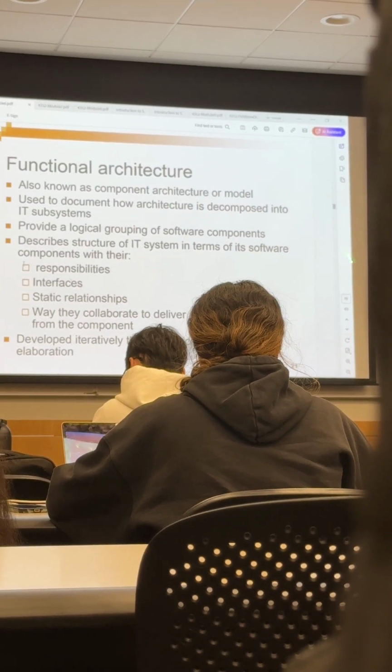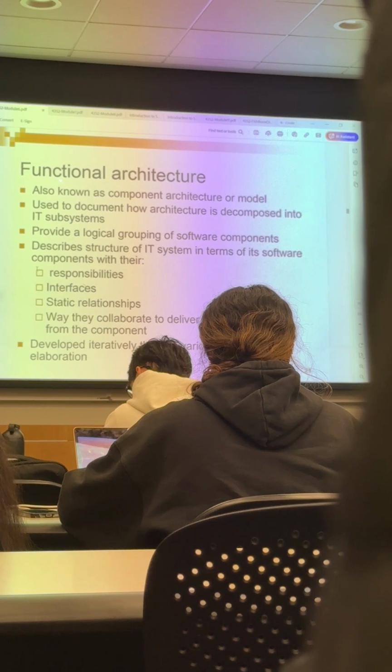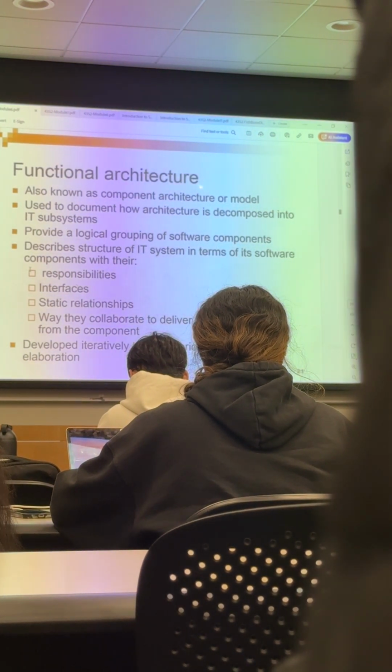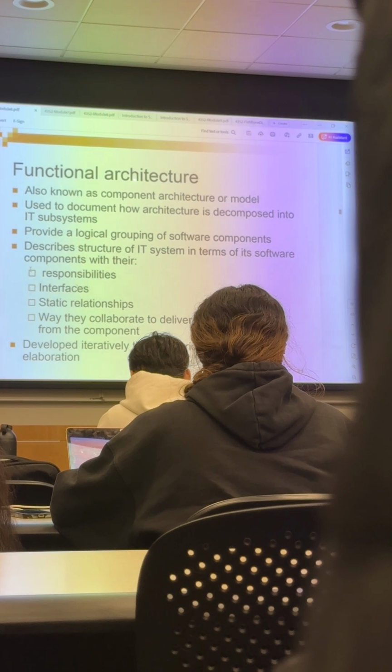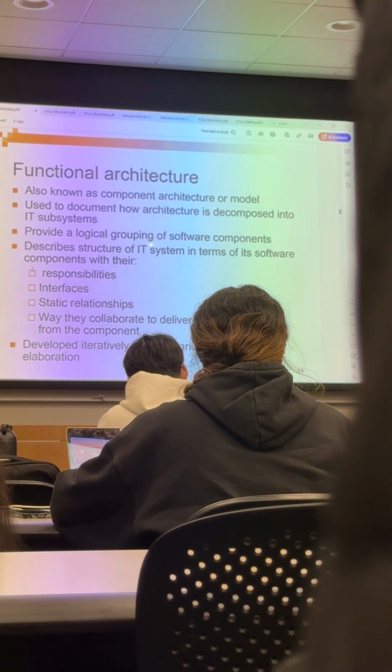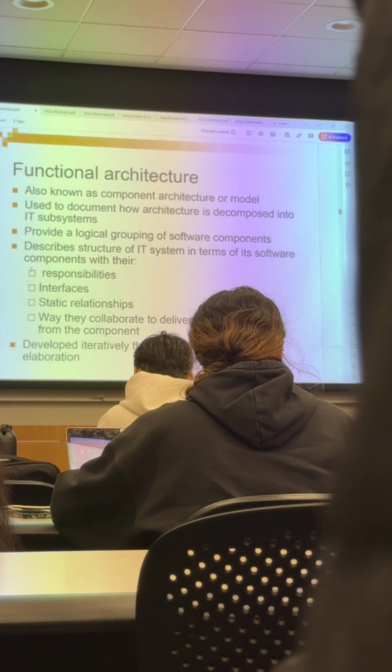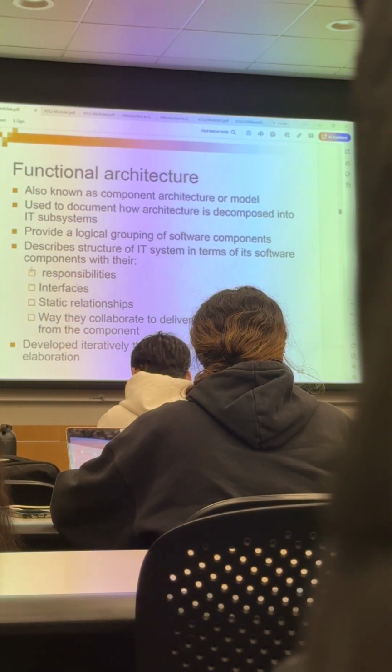Then we start elaborating the architecture artifact in functional architecture. In functional architecture, we're going to add more details about the system that includes subsystems. We're going to include more detail that includes components as well as the interfaces. All this we're going to start including as part of functional architecture, and this is developed iteratively through different stages of this process.